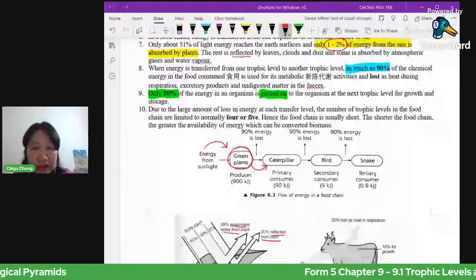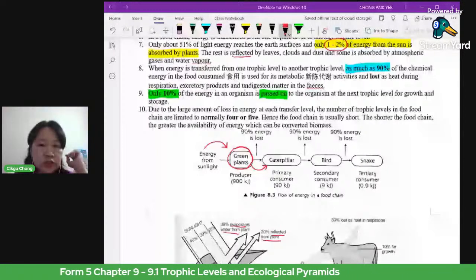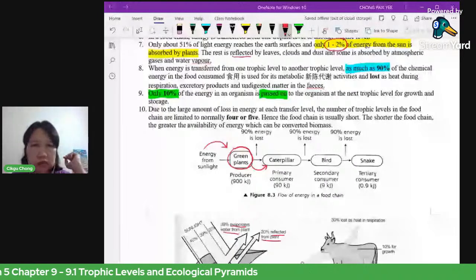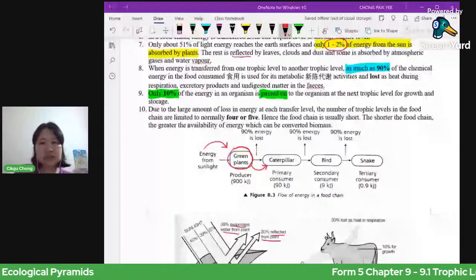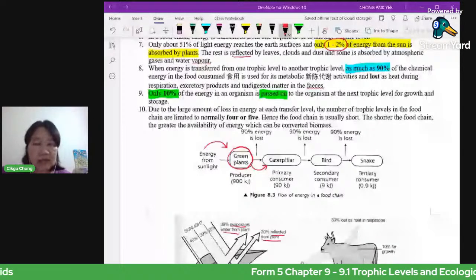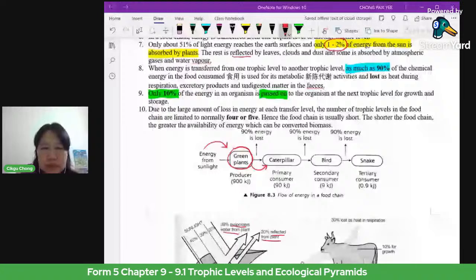90% will be lost. Because of this, just now I mentioned, why is your food chain usually not too long? Why don't you have up to 10 organisms, this one eats this one, and continue until you get 10? Usually I say about 4 to 5, because there's a large amount of energy loss.